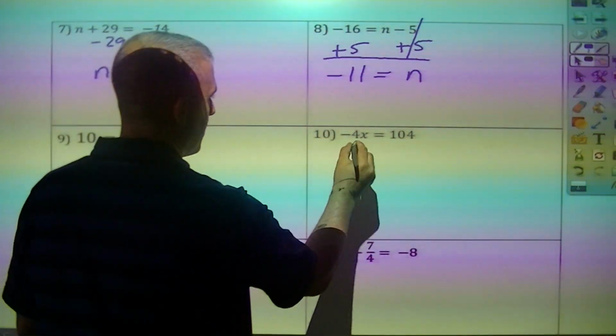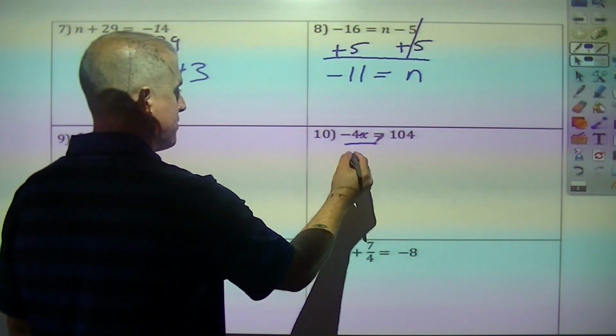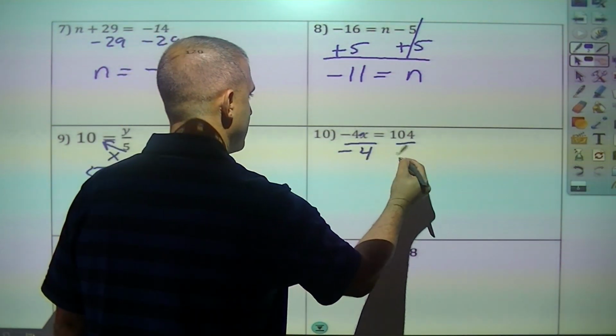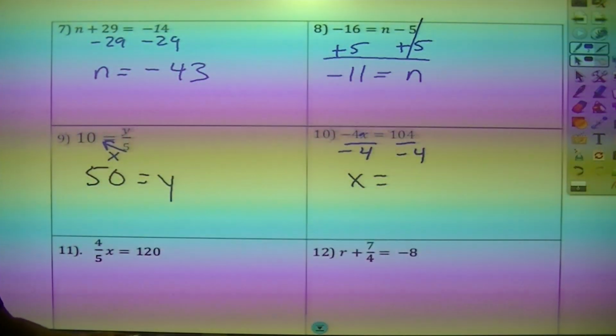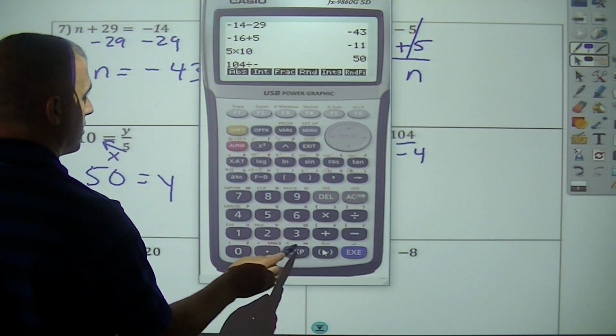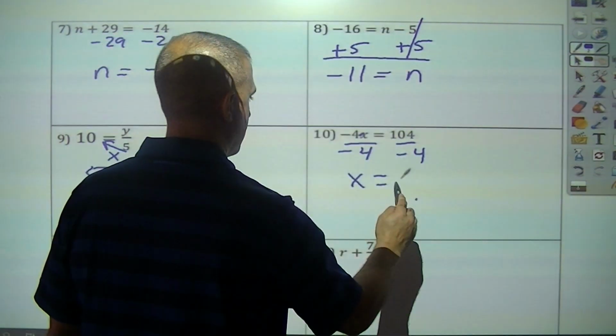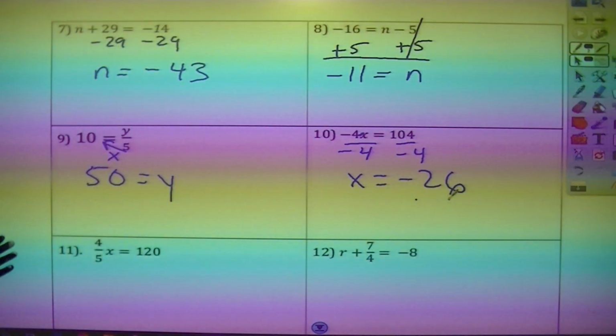This one is attached by multiplication. So the opposite of multiplication is division. So that'd be x, and then I got 104 divided by negative 4. That's negative 26.